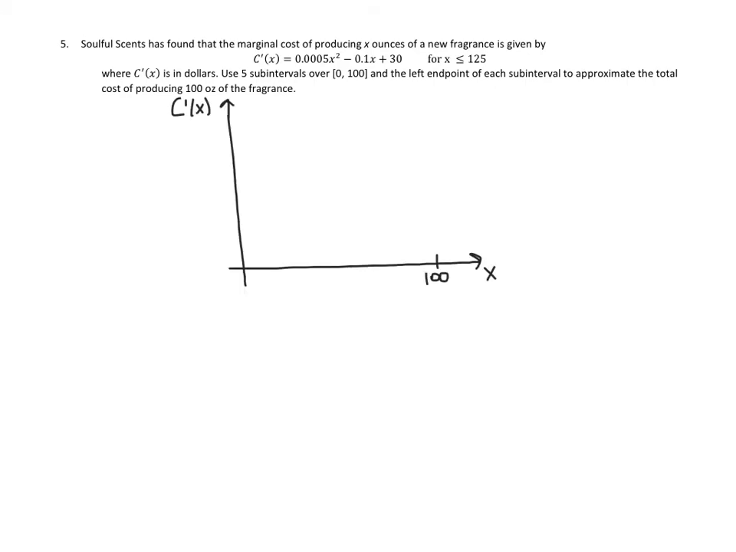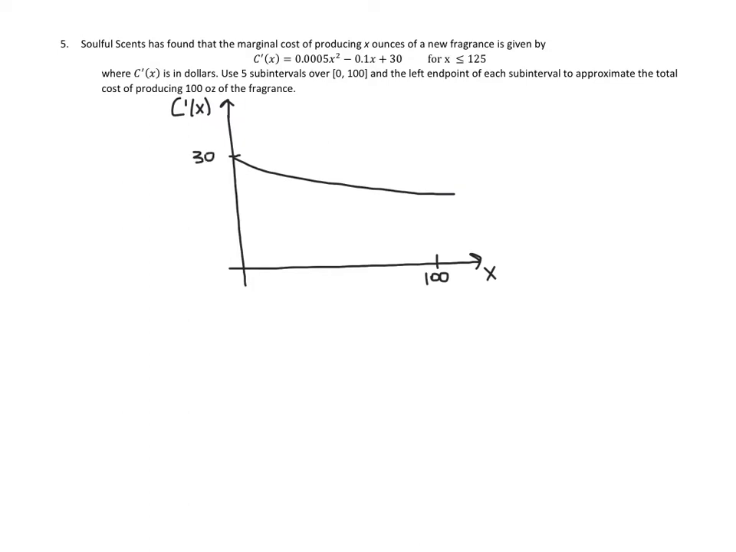So let's make a rough sketch of the graph that we graphed in our graphing calculator, C prime of x. Our variable x along the x-axis represents the ounces of a new fragrance, and along our y-axis is our marginal cost function, C prime of x. As a rough sketch, the graph looks something like that, and our y-intercept is at 30 there.